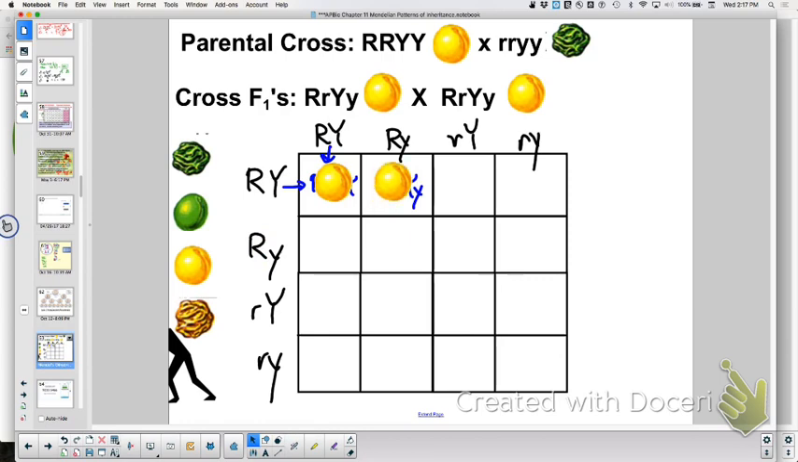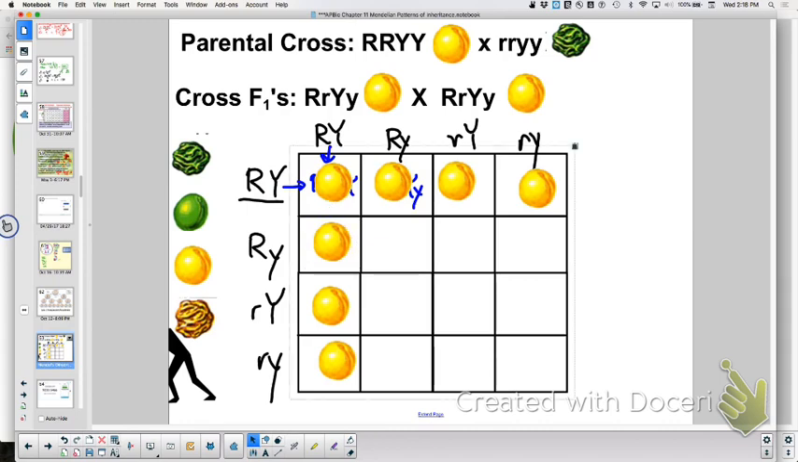Why? Yes, because right here, all of them are going to get the what? Big R and the big Y. Okay? So they're all going to be round and yellow. I don't even have to look at the rest of those. I already know. Can you see anywhere else I can do that? Yes, because we have round and yellow right here. Perfect. Now let's check it.